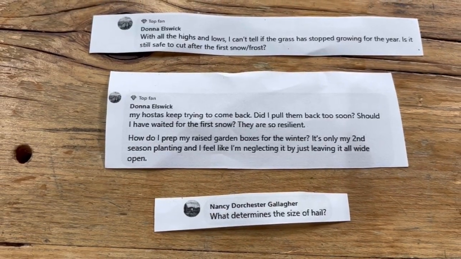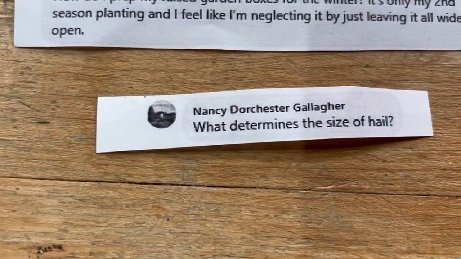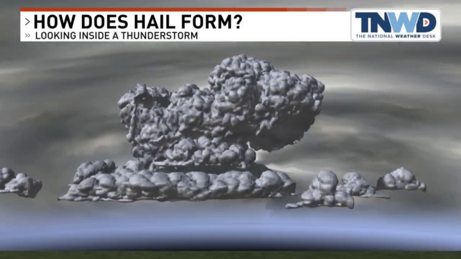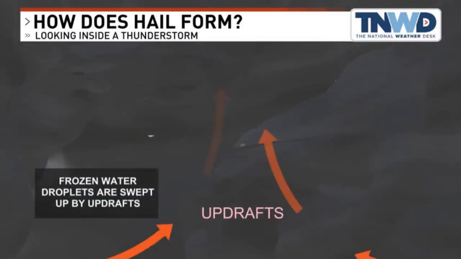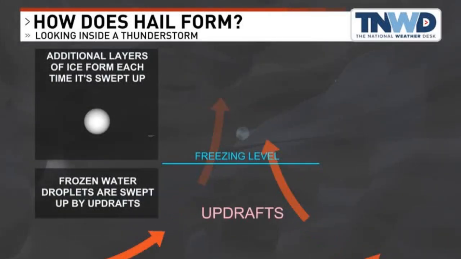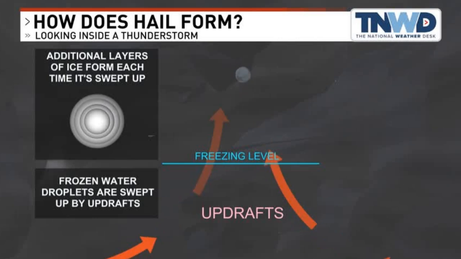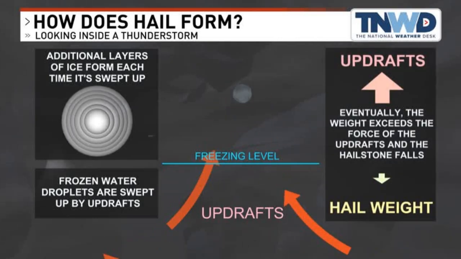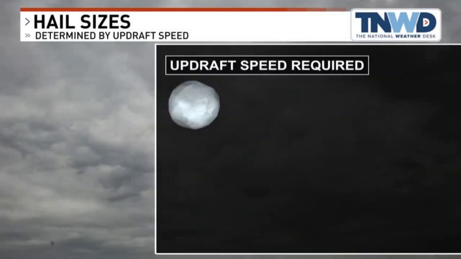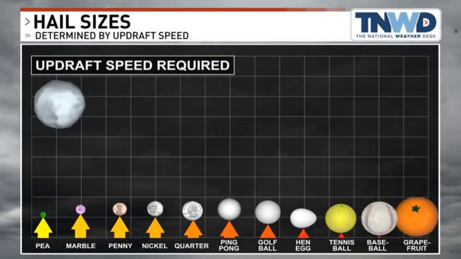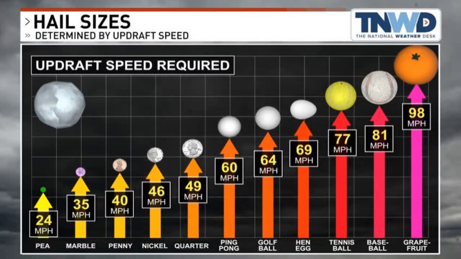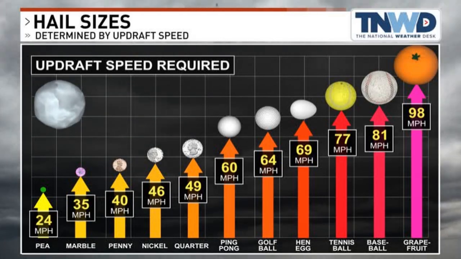Another question coming in from Nancy. What determines the size of hail? Great question. It all comes down to the speed of an updraft in a thunderstorm, because it takes up any water droplets, freezes where it's colder in the upper part of the thunderstorm, falls again, but if the wind speed's high enough, it keeps circulating in the storm, slowly building on another layer of ice onto those ice pellets, and eventually it gets too heavy, and that's when it falls down to the ground.